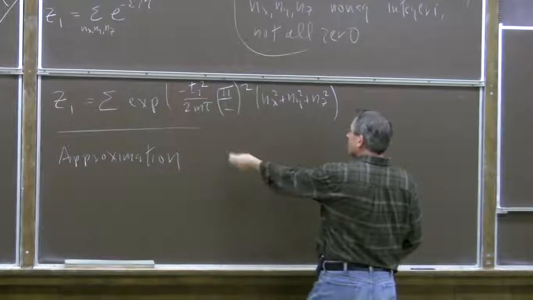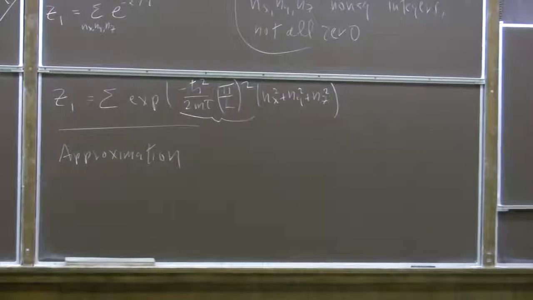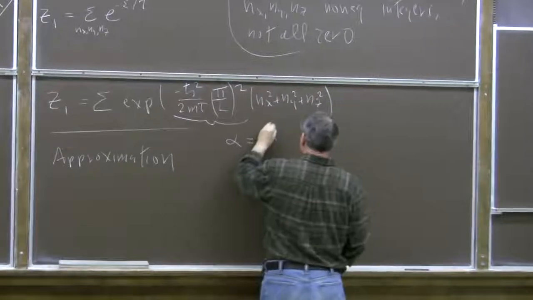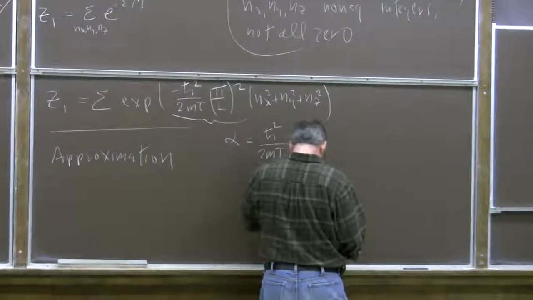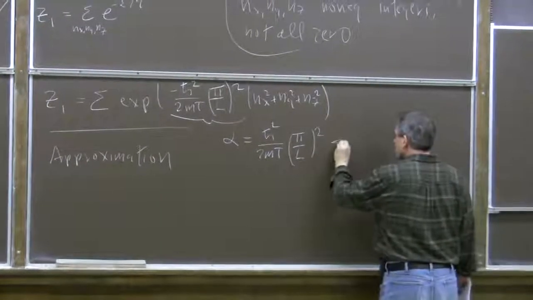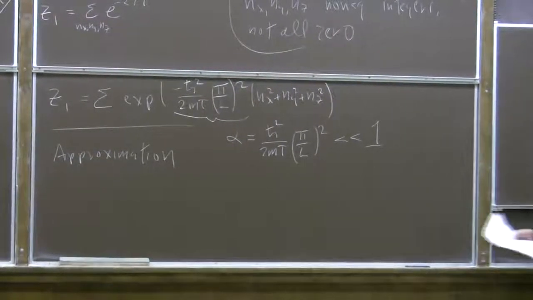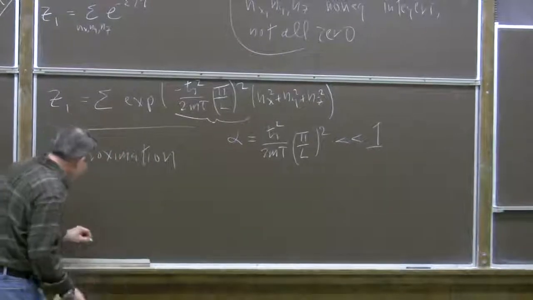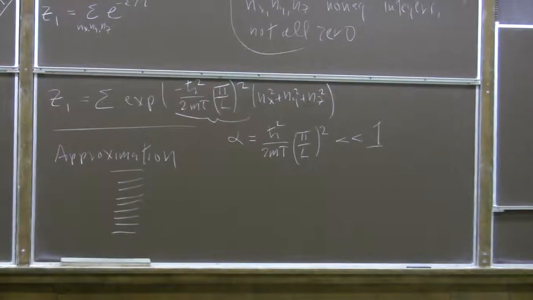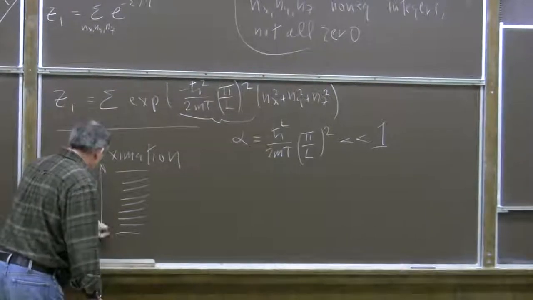I'm going to call the thing that's multiplying n_x squared plus n_y squared plus n_z squared a dimensionless factor. I'll call it alpha. That's a dimensionless number, and let's suppose it's small. One way of saying what it means when it's small is I've got a bunch of energy eigenvalues which depend on these integers. There's some spacing between them, but the temperature is large compared to the spacing.